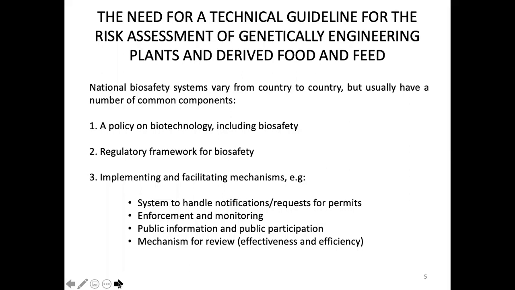Okay, why do we need a technical guideline for the risk assessment of genetically modified organisms? Because we have national biosafety systems, and these national biosafety systems vary from country to country, but they usually have a number of common components, such as a policy on biotechnology, including biosafety, the regulatory framework for biosafety, and the implementing and facilitating mechanisms. And these facilitating mechanisms include systems to handle notifications, information and monitoring, public information and public participation, which is important, and a mechanism to review.